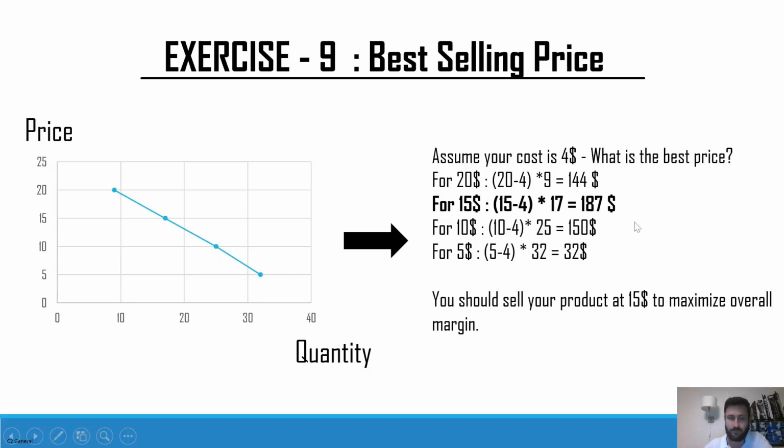You will make the same calculation for $10, as your margin per product is $6 multiplied by 25, ending up with $150. And for $5, as you see here, you're making a high amount of sales, but your margin is only $1 because your cost is $4, and you only make $32 if you sell your product at $5. Based on the overall money you make as your margin, $15 is the best price. It gives you the balance we mentioned between your product margin and the sales amount, the people's willingness to pay that amount for your product.